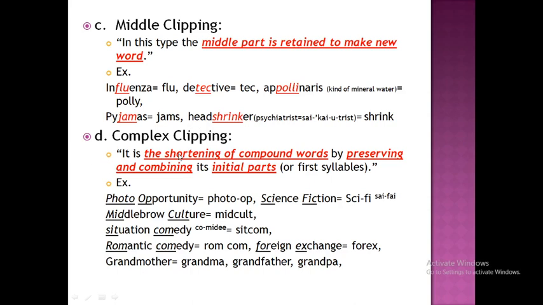Head shrinker and shrink refer to psychiatrist. The fourth way of clipping is complex clipping. It is the shortening of compound words by preserving and combining their initial parts, or we can say the first few syllables. For example, photo op refers to photo opportunity. Sci-fi refers to science fiction. Mid-cult refers to middle-brow culture. Sitcom refers to situation comedy. Rom-com refers to romantic comedy. Forex refers to foreign exchange. And grandma, grandpa refer to grandmother and grandfather. This is complex clipping, the shortening of compound words by preserving and combining their initial parts.